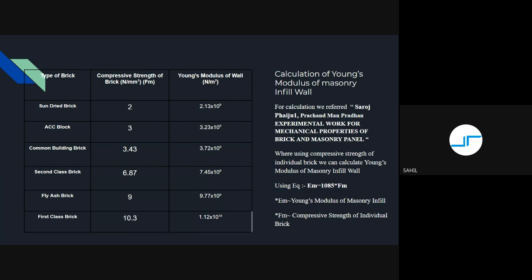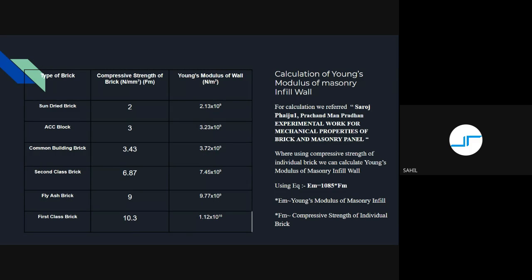So for our project, we are using a macro model. That means the property of brick and mortar is taken as a homogeneous mixture. So we referred to Saroj Mahato and Prachand Man Pradhan's experimental work on mechanical properties of brick and masonry panel, where using the compressive strength of the individual brick, we can calculate the Young's modulus of the masonry infill wall using the equation Em = 1085 × fm, where Em is the Young's modulus of the masonry infill wall and fm is the compressive strength of the individual brick.